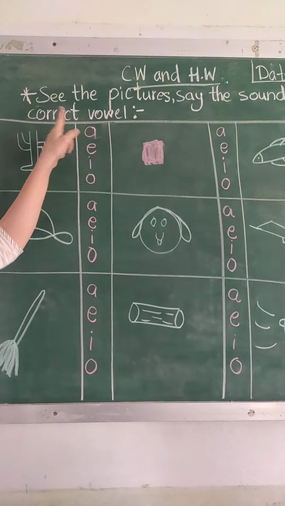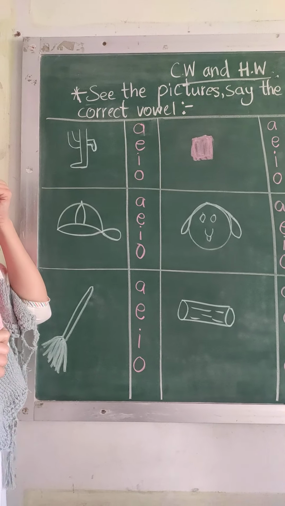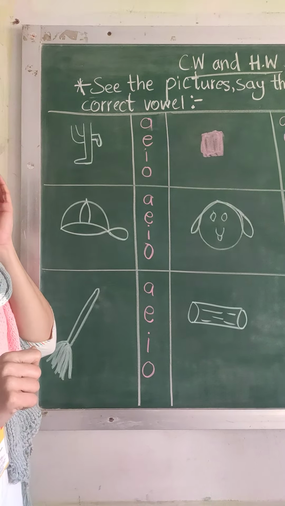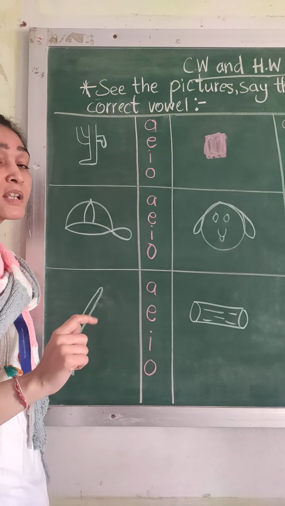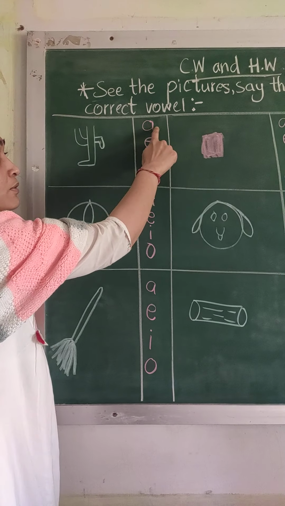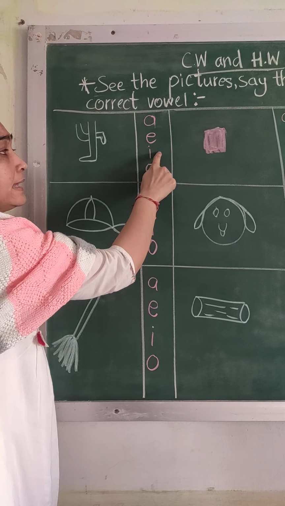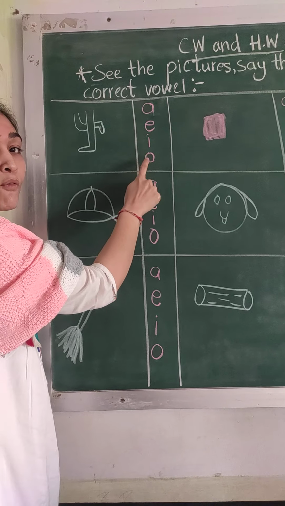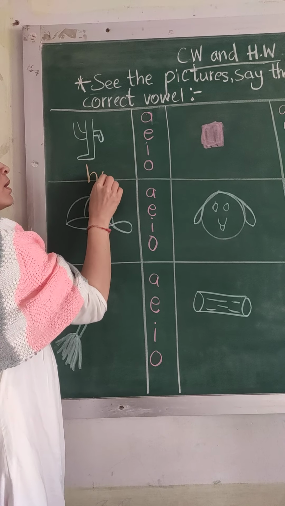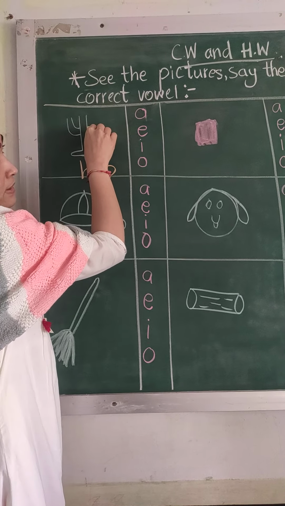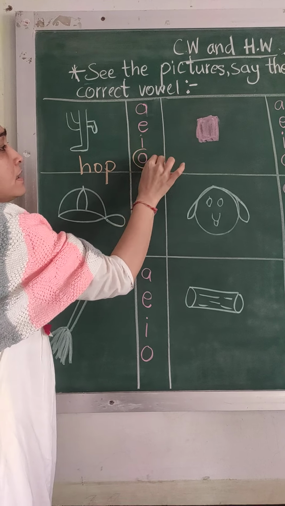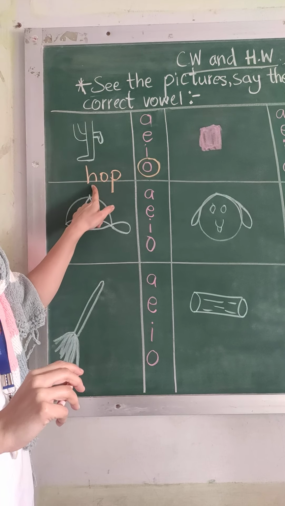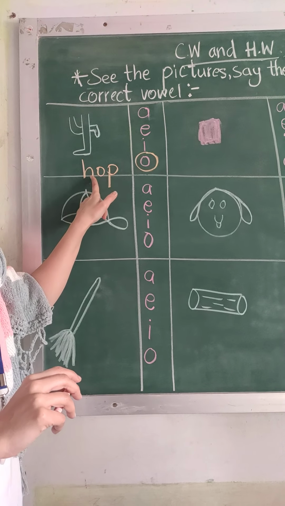Okay, let us begin. What picture is this? This is the picture of hop. Hop, hop. What sound do you hear? Do you hear the sound of a, e, i, o? Hop, hop. I hear the sound of o. So what will I do, children? I will circle the o sound because hop has the vowel o.